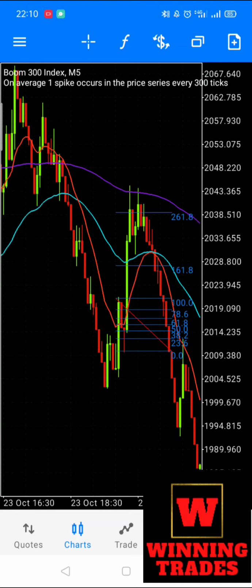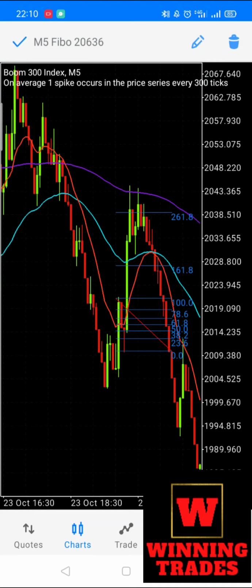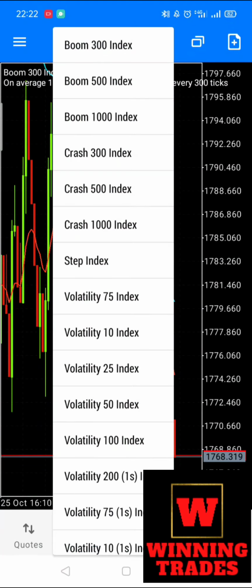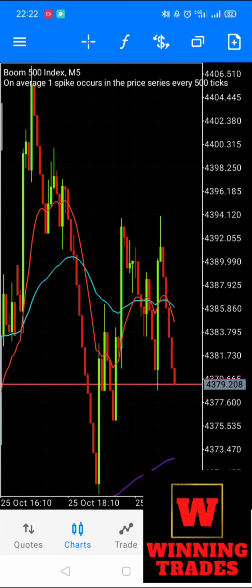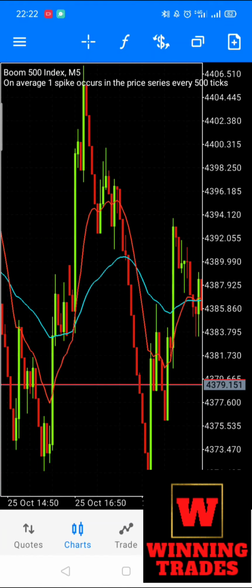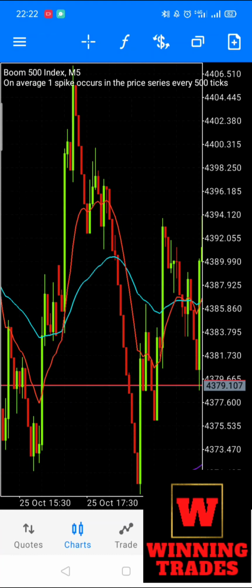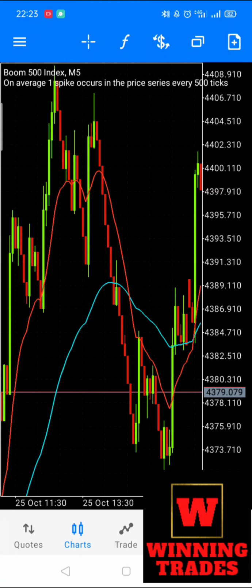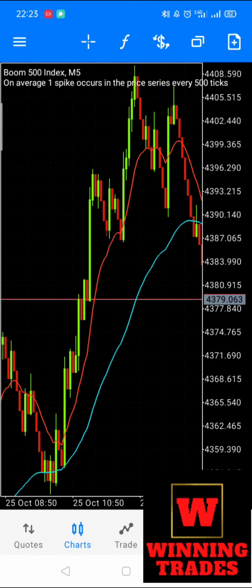All right, so this is how this strategy works. So this is for Boom 300. Okay, let's move over to Boom 500. Okay, this is Boom 500. Remember, this is the mirror strategy for catching multiple spikes, guys. So let's go backwards and look for a perfect illustration for this strategy. Let's see whether we can find a perfect place for this strategy.